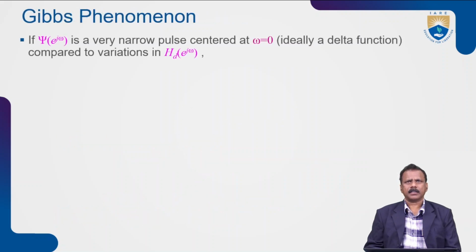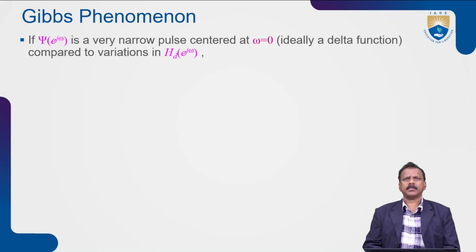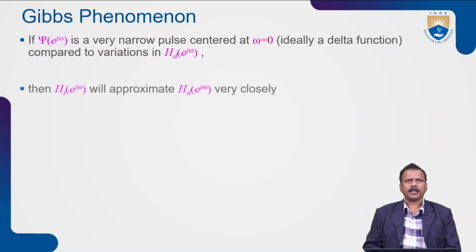Now, if Ψ(e^jω) is a very narrow pulse centered at ω equal to 0, ideally a delta function compared to the variation in H_d(e^jω), then H_t(e^jω) will approximate H_d(e^jω) very closely. So we have to observe this narrow pulse centered at ω equal to 0, compared to the variation in H_d(e^jω).